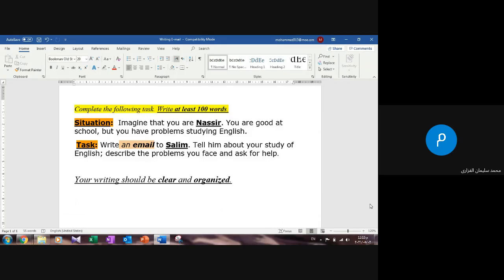Today we have a very important topic, which is about how we are going to write an email. So imagine that you are in a test right now and you have this question or this situation. Complete the following task. Write at least 100 words. Now, today we are going to talk about the format or the layout of writing an email. Very basic steps. It's not going to be too much.